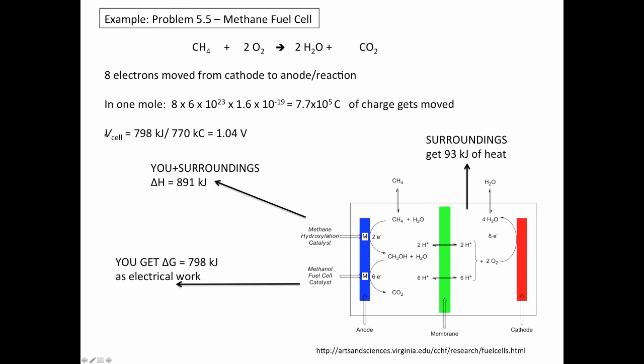You can then calculate the voltage of this fuel cell. It's simply the energy that you get out when 1 mole of the reactants changes into a mole of the products. That's what we calculated, 798 kilojoules. That's the amount of electrical work we get out. And if you divide that by the charge that is moved as a result of this work, then you get the voltage, which comes out to about 1 volt.